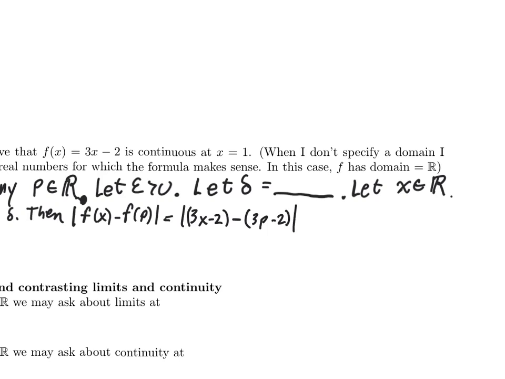And now let's expand that around. That'll be the same thing as, well, let's do multiple steps all at the same time. You'll see that this minus 2 will cancel with this minus 2, which will leave me with the absolute value of 3x minus 3p. And the one thing that I know is that the absolute value of x minus p is small. So how can I turn this into something that looks like it has an x minus p? Well, how about if I factor out a 3?